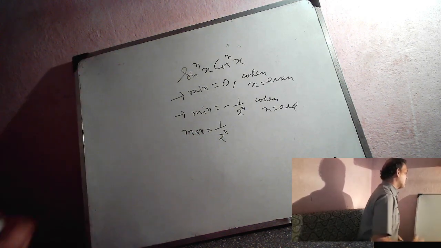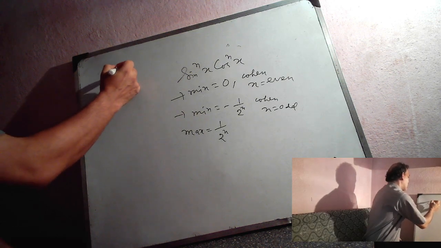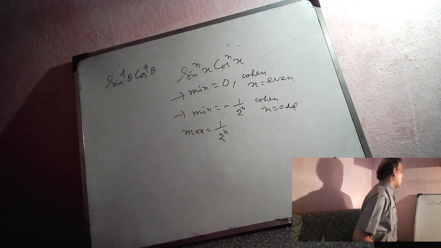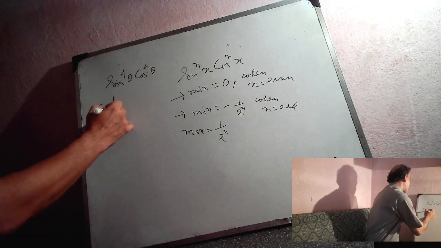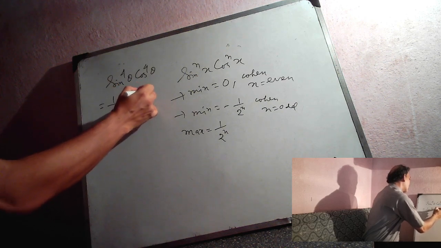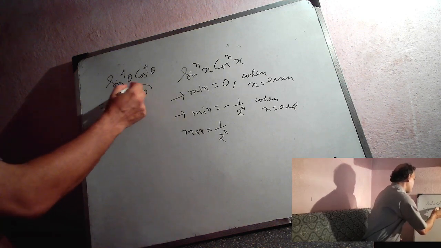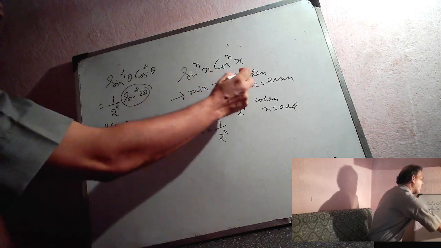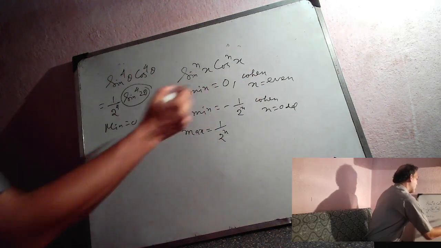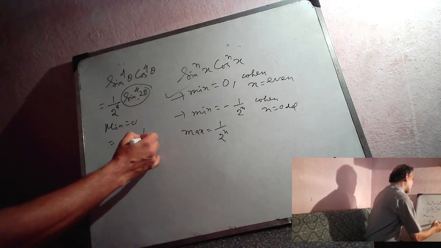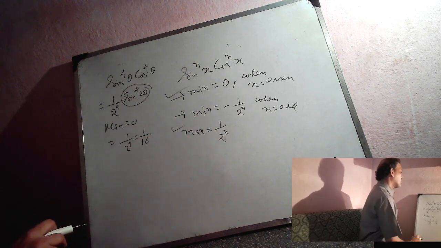Suppose we are asked to find the maximum and minimum value of it. We can rewrite this as 1 by 2 power 4 sin 4 2 theta. Now the minimum value of it is 0, so the minimum will be 0 when n is even. The maximum of it is 1, so the maximum will be 1 by 2 power 4, 1 by 16. So maximum equals 1 by 2^n.